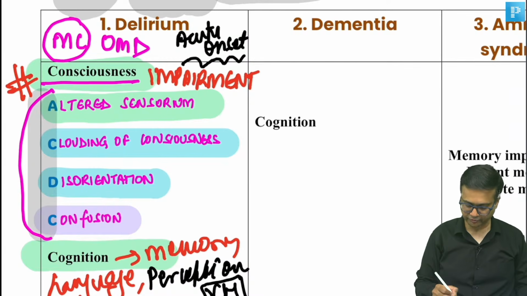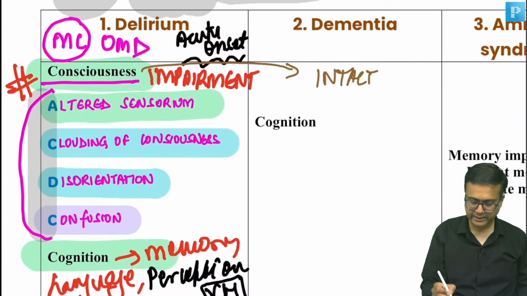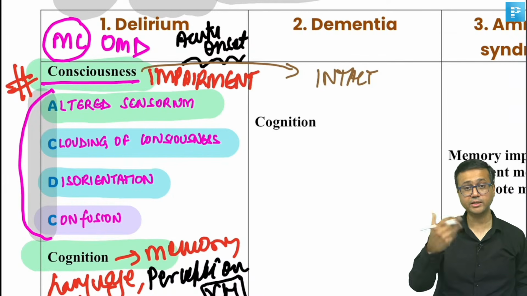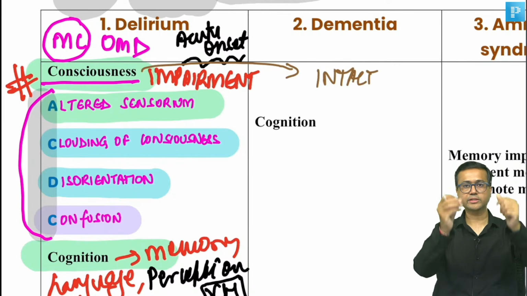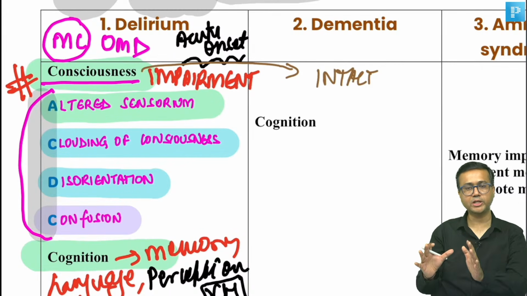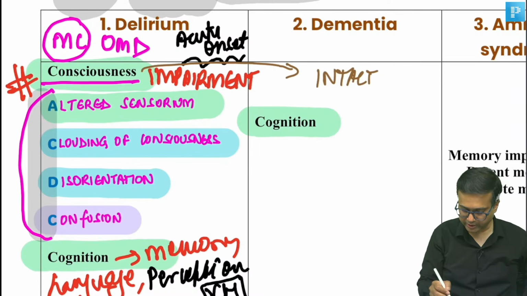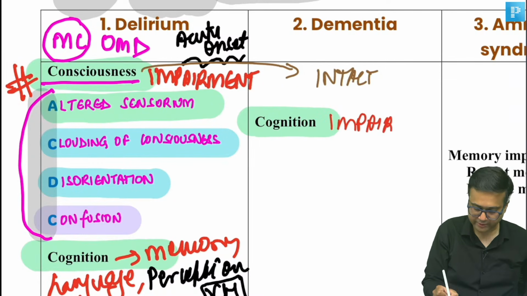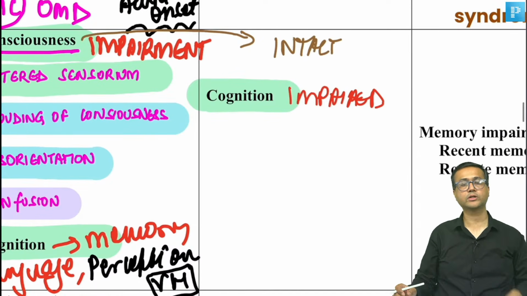Okay, very good beta. Now in dementia, remember the consciousness is intact. It is the cognition. It is also a neurocognitive disorder, but in delirium consciousness and cognition both were impaired, while in dementia it is only the cognition which is impaired. So let us see what symptoms the patient may develop when the cognition is impaired.